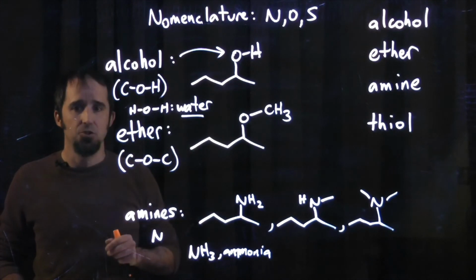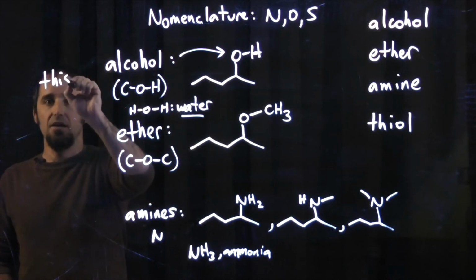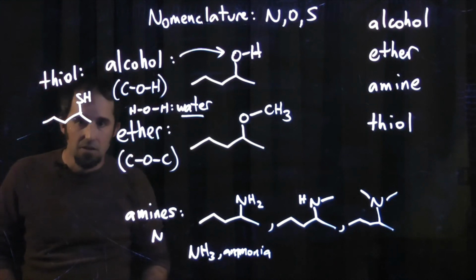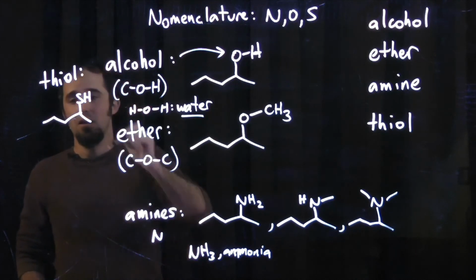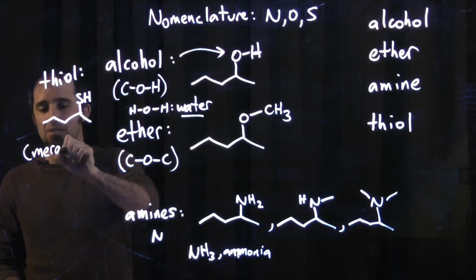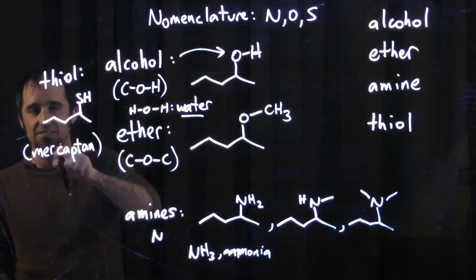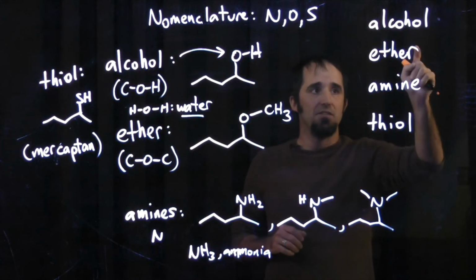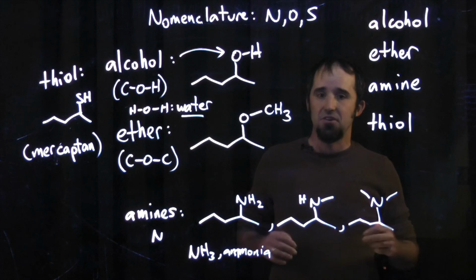I put thiols up here too. You'll notice that thiol and alcohol rhyme. That's because a thiol is the sulfur equivalent of an alcohol. All right, so if I see an SH, I'm going to call it a thiol. Sometimes these are also called mercaptans in the very old literature that you're probably not reading. But if you hear about ethyl mercaptan adding to natural gas, ethyl mercaptan is ethane thiol. Okay, so alcohols, ethers, amines, thiols, compounds with single bonds, including nitrogen, oxygen, and sulfur.